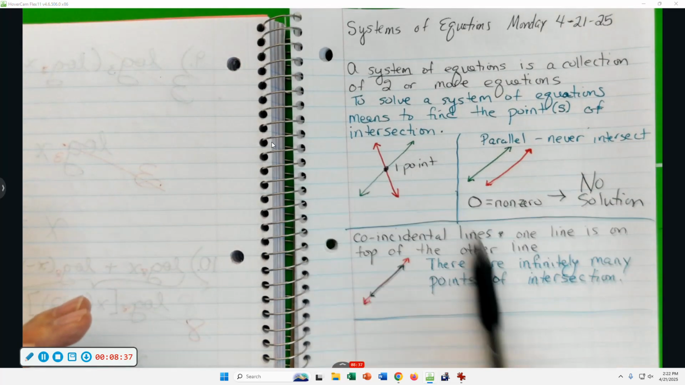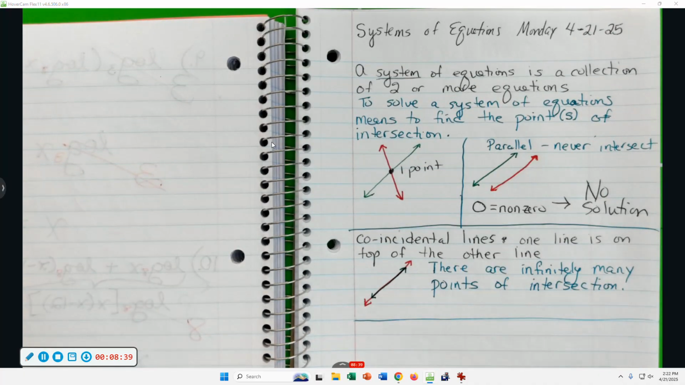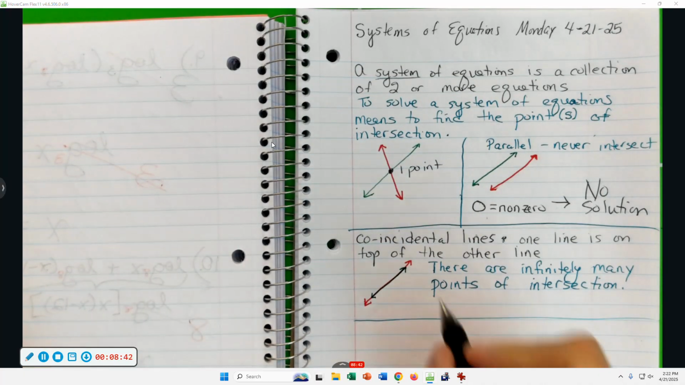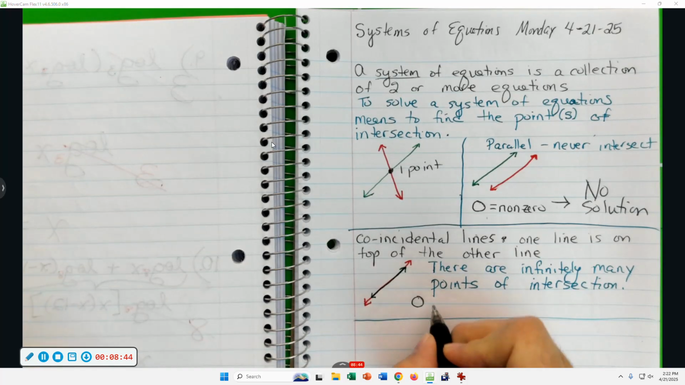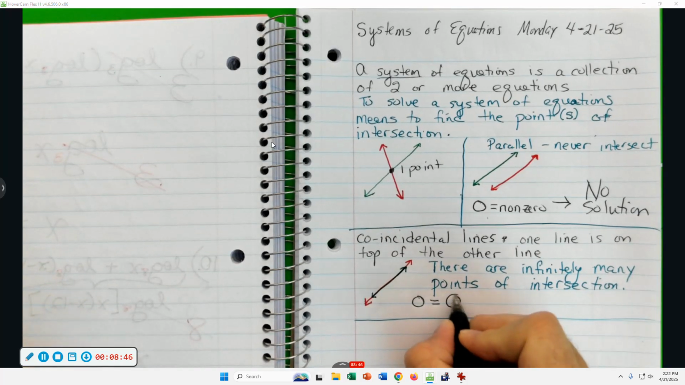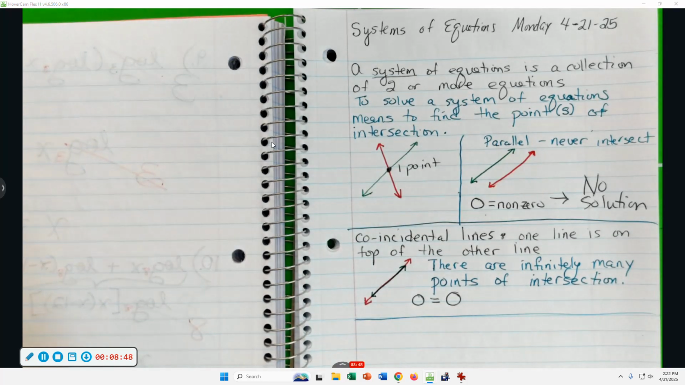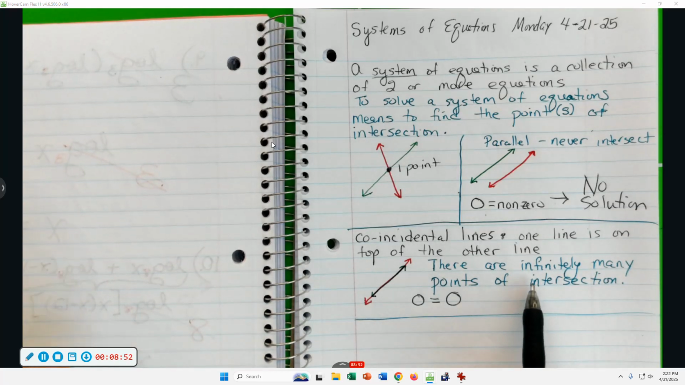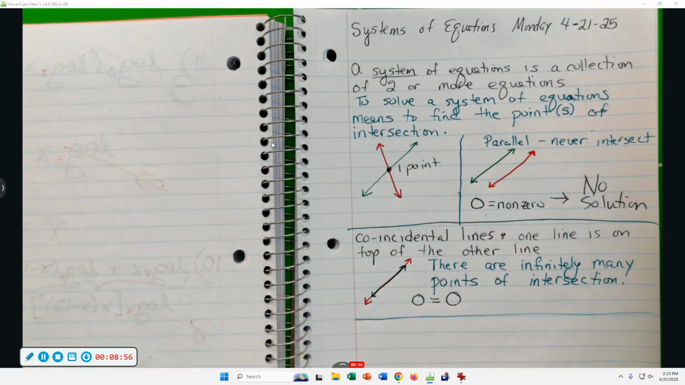If when you're solving, and I'll illustrate this in a moment, you wind up with 0 on one side and 0 on the other side, I should have said 0 on both sides, then there's infinitely many points of intersection. Okay?